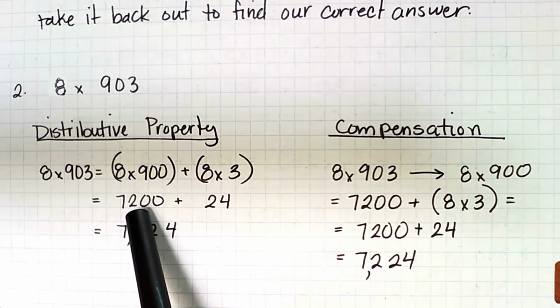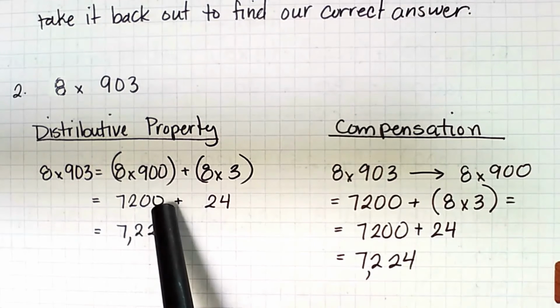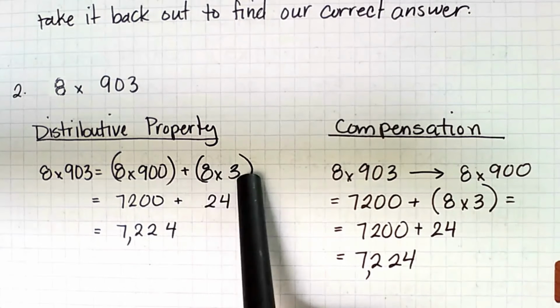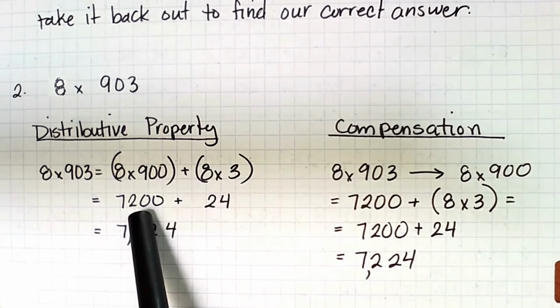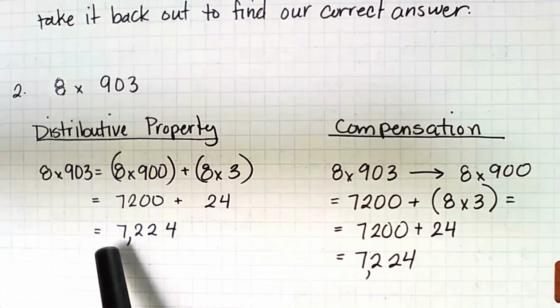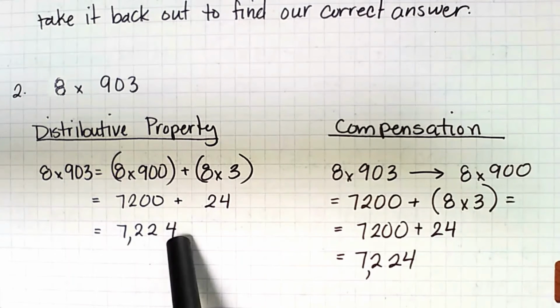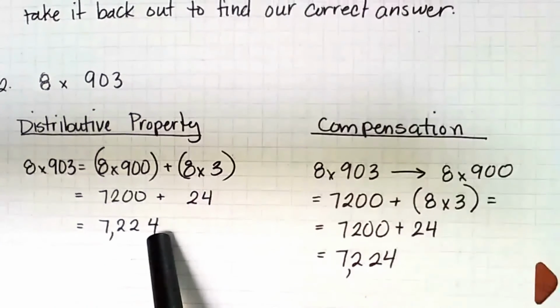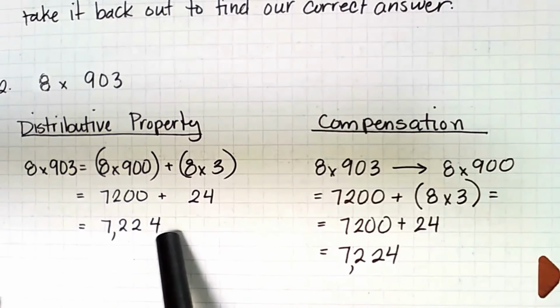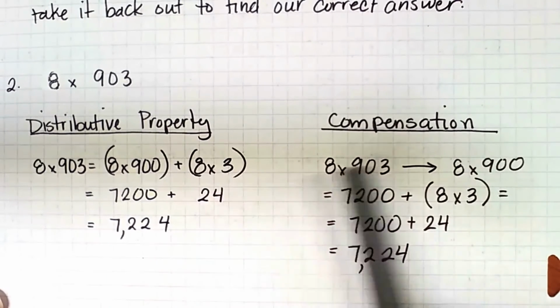8 times 9 is 72. Since it's times a group of 100, I add those 2 zeros on the end. 8 times 3 is 24. So I have 7,200 plus 24 gave me 7,224. Now I could have done the same problem using compensation.